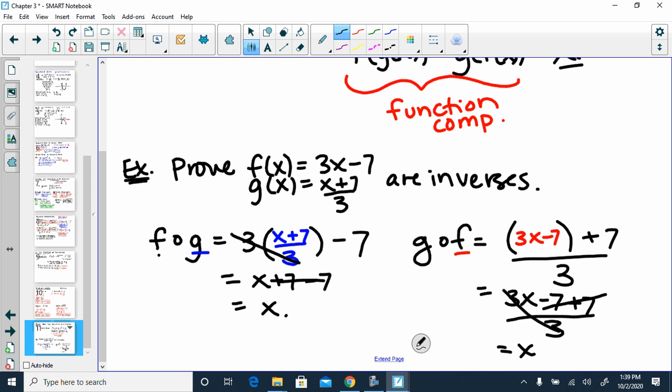Funny story: calculus one year, I had a kid on a final exam say, oh man, please give me credit, I know they both have to equal x, but I don't remember what to do. So I had to give him a couple points. But this is the idea.